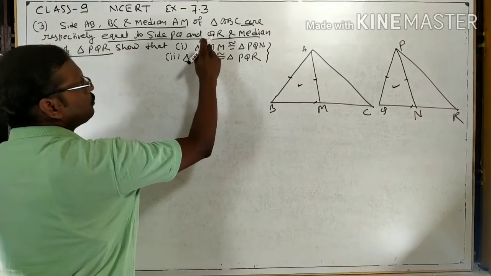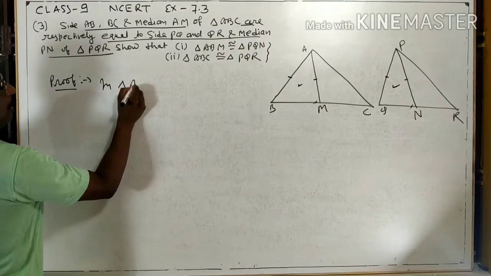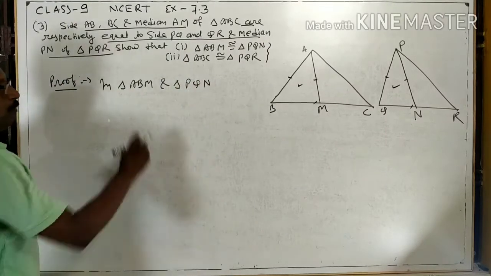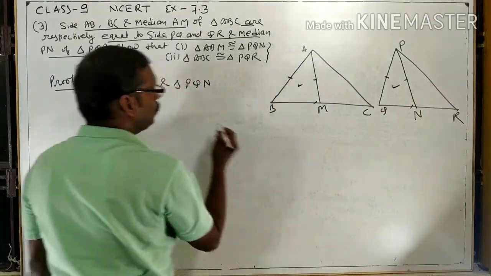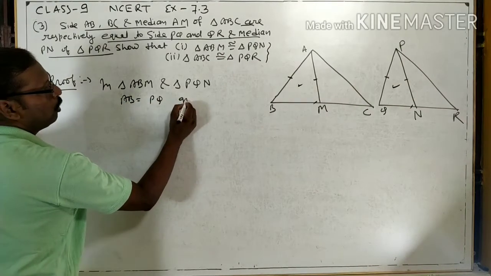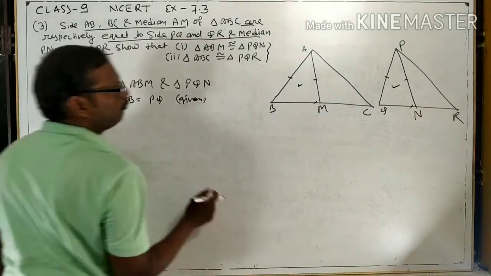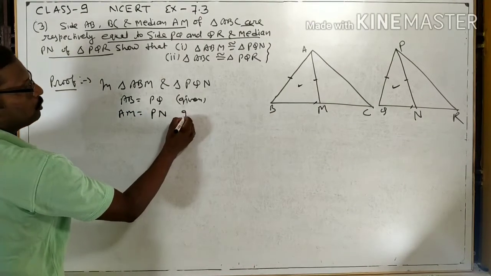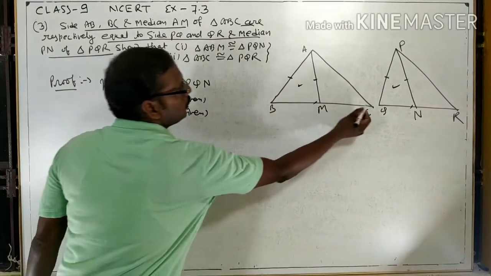So first, in triangle ABM and triangle PQN, ABM और PQN में हम लोग देखेंगे क्या क्या इक्वल है. We have given that AB equal to PQ. Again AM equal to PN. It is also given in the question that the medians are equal. And one more thing, BC equal to QR.